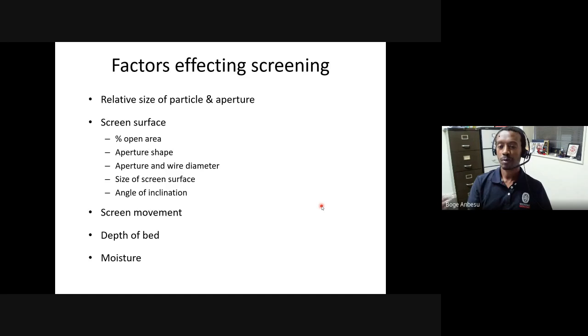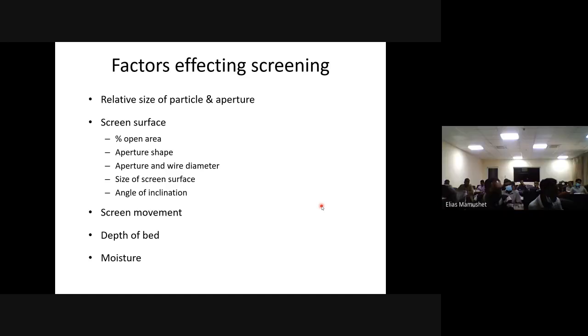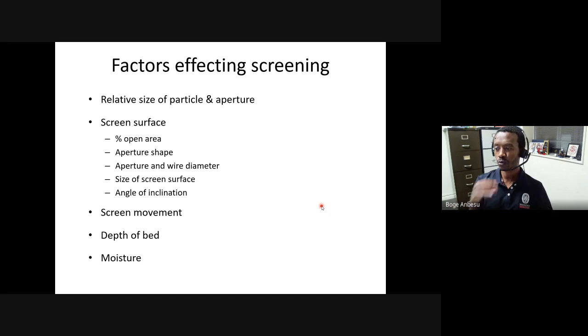But of course, there are a number of other operational factors. What is the open area, for example? And so on. So we'll talk about some of this in the next slides.